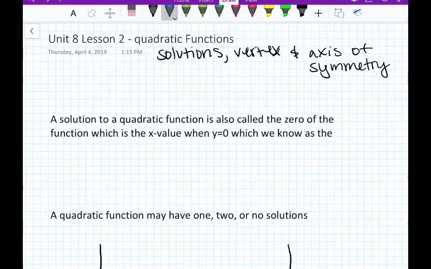This is the video for Algebra Unit 8, Lesson 2. We're going to be looking at more features of quadratic functions, specifically solutions, vertex, and the axis of symmetry.